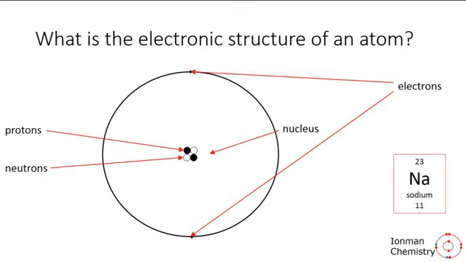If you think about any given element, we might want to know how many electrons it's got. And we can work this out using the proton number, the bottom number that goes with the element in the periodic table. In the case of sodium, its proton number is 11. That means it also has 11 electrons when it is an atom.